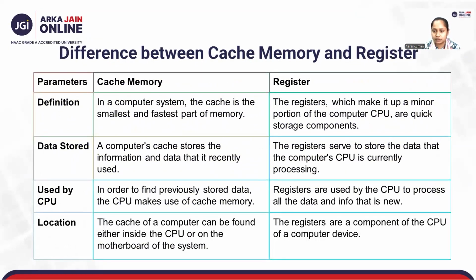Next, we have the difference between cache memory and registers. Although they both generally store data, cache memory and registers differ greatly from one another. All of the device's frequently used data and instructions are stored in a cache memory. As a result, it accelerates the computer's overall performance and operation as well. The register, on the other hand, only stores a single item of information, such as a computer instruction or the location of a specific piece of data.